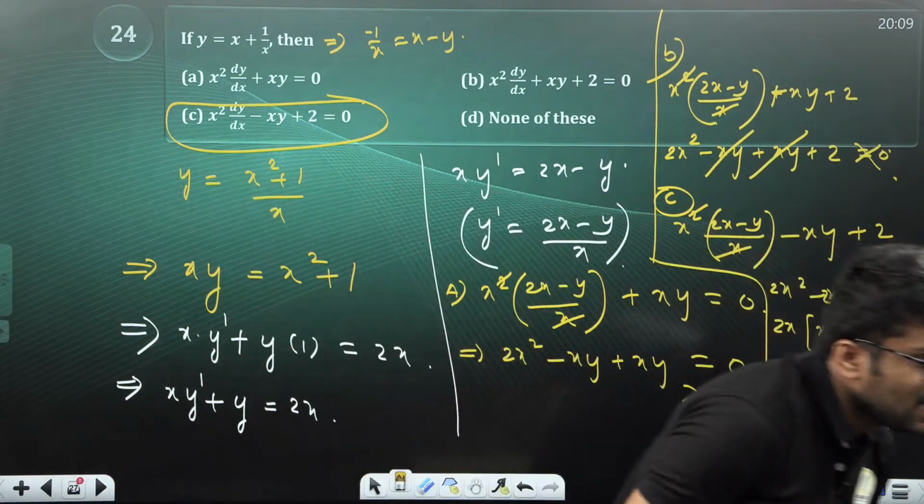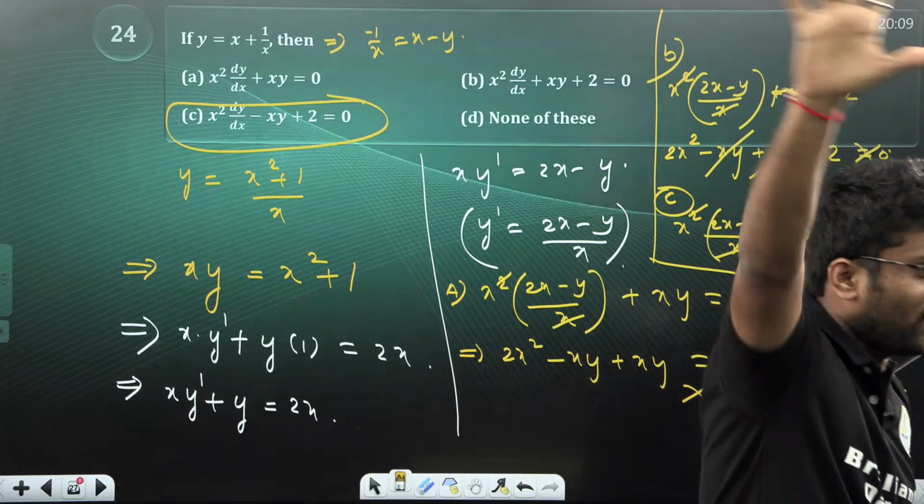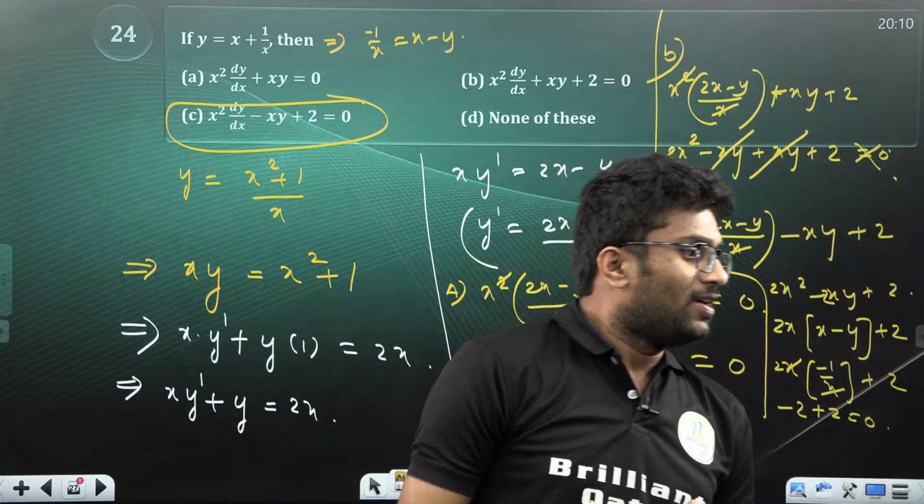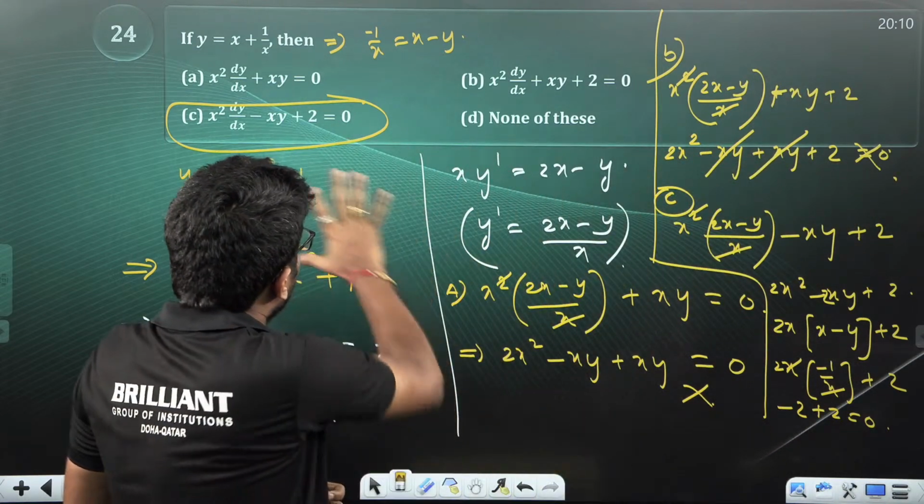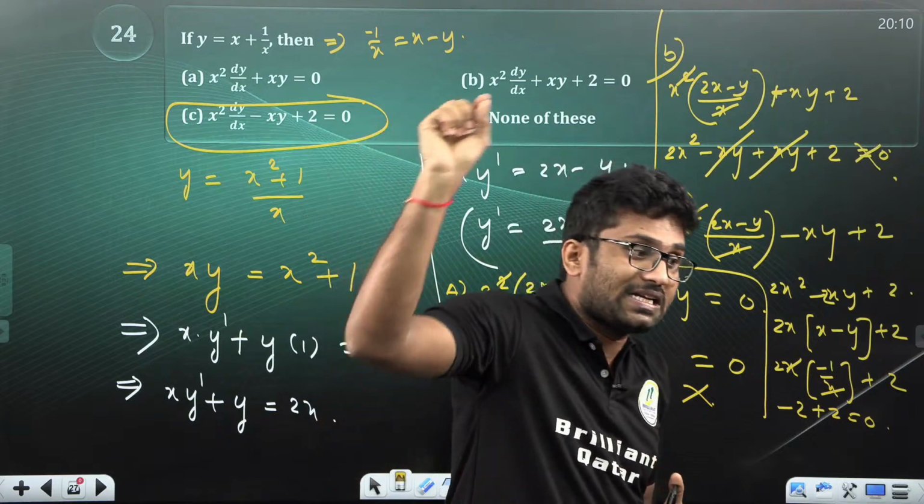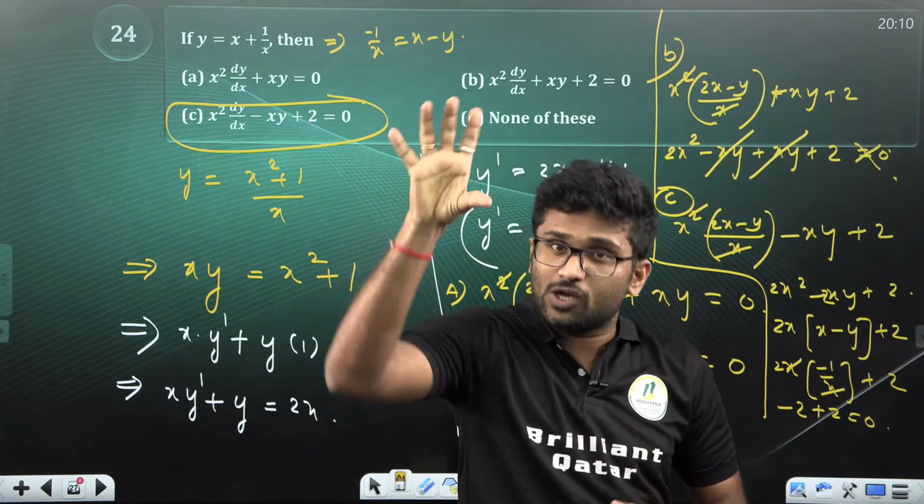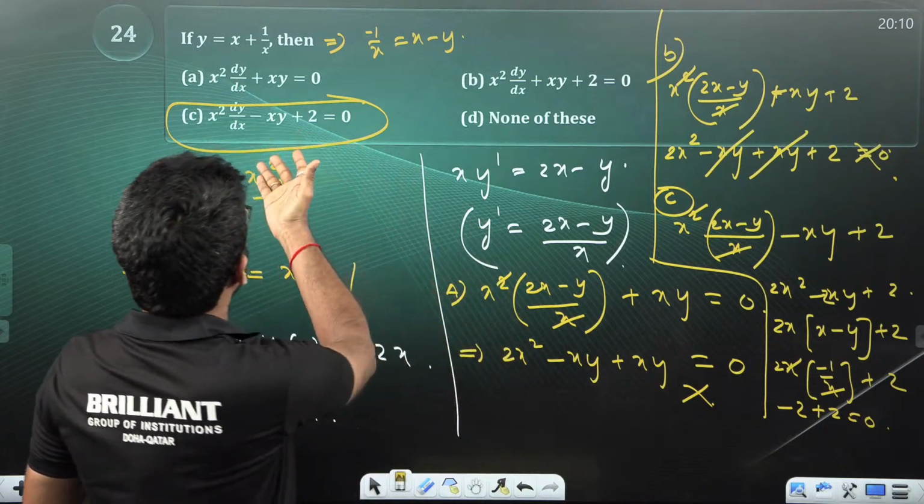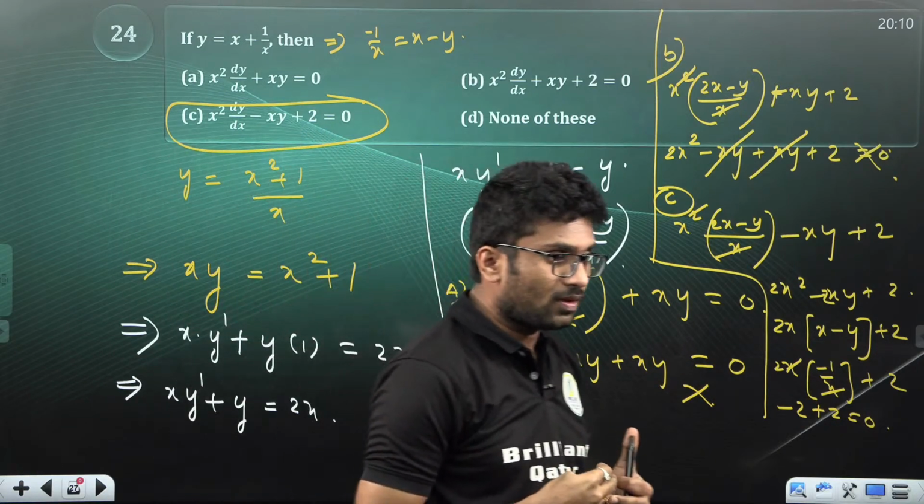Here the thing is, option C, friends. Very good. It's option C. Yes, it is C. See, here we didn't get anything directly, but after getting y dash, we substituted it in the options, and among the 4 options, we got our suitable correct answer.